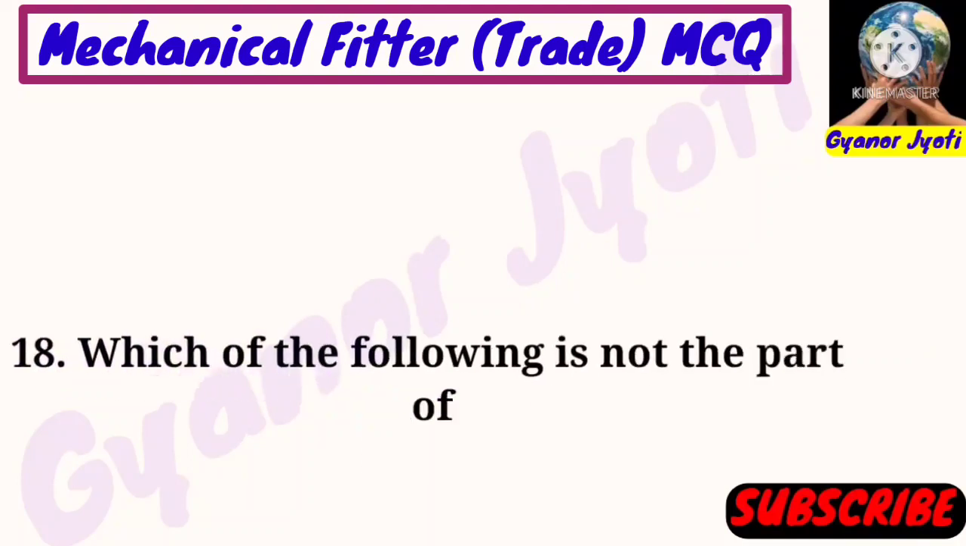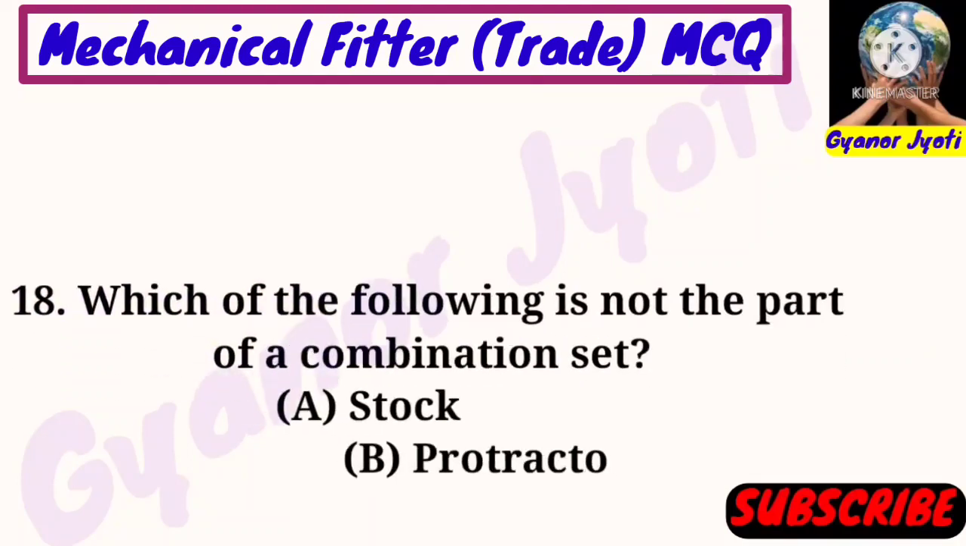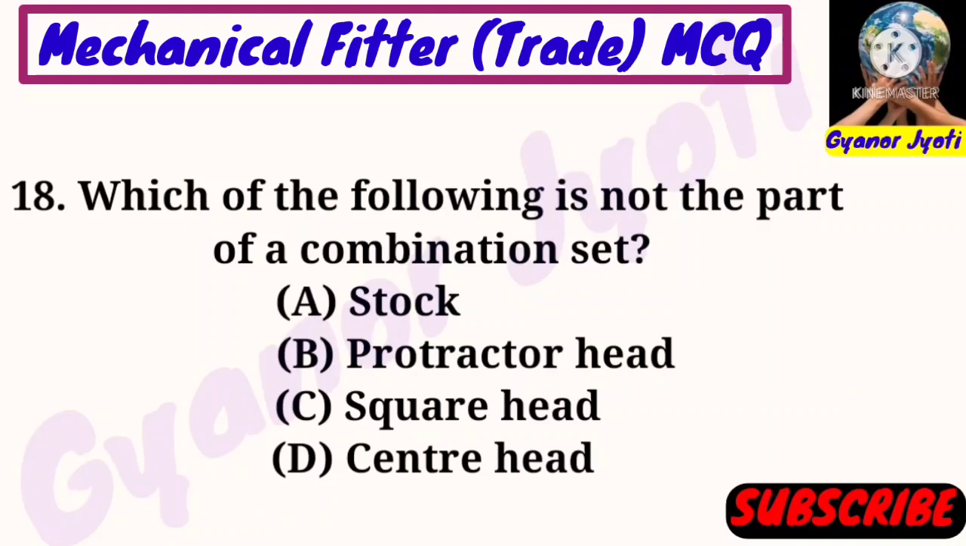Next, which of the following is not the part of a combination set? The correct answer is A, stock. Stock is not the part of a combination set. A is the correct answer.